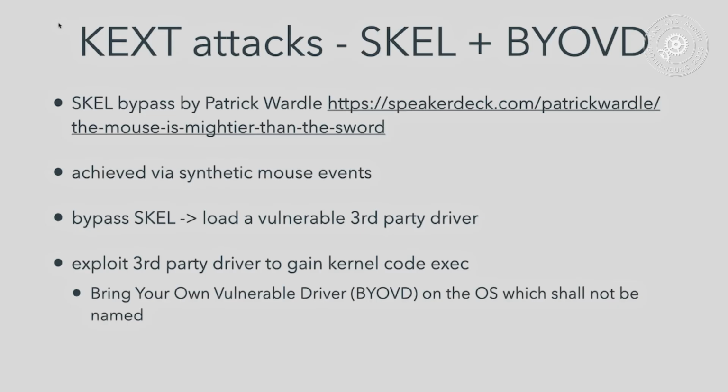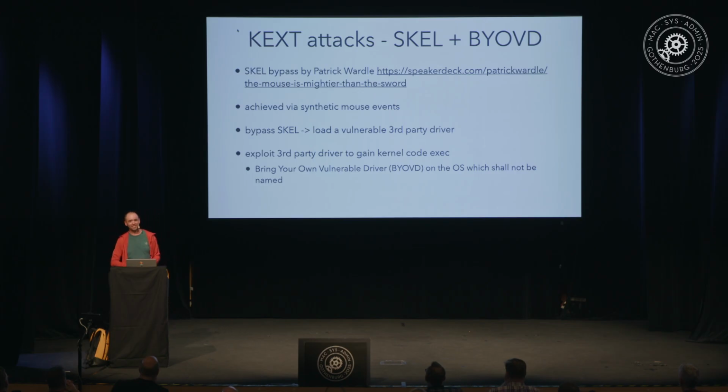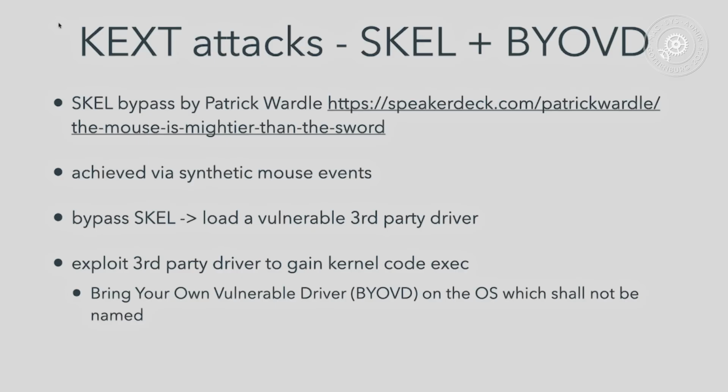Now, it was bypassed by Patrick Wardle a few times back at High Sierra. Basically, he achieved the bypass via synthetic mouse events. So he wrote a tool which navigated the mouse and clicked to approve the kernel extension, and SKEL was bypassed. Now, just bypassing SKEL, how does it give you kernel code execution? So there are a ton of third-party drivers, and let's say you find a vulnerability in any of them. It's a signed driver, so it will be loaded by the operating system. And if you can bypass SKEL, you can load the vulnerable driver, and then you can exploit the vulnerability in the driver. And you can always use that old driver with the vulnerability because its code signature is valid.